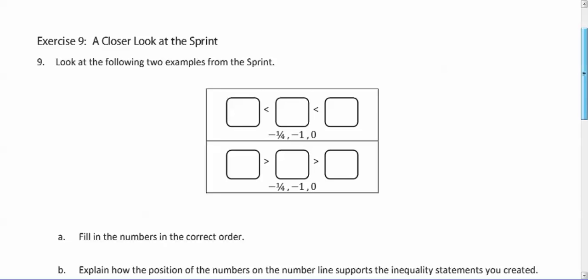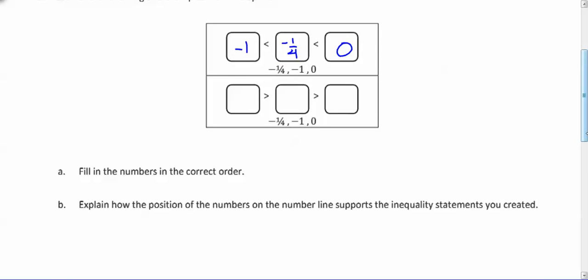Good, Xavier. So what is our lowest number here? -1. Very good. What's next, everyone? Negative 1/4. And the biggest is? 0. Very good. So now we're going in the bottom example. Something is greater than something is greater than something else, and we have those 3 numbers to plug in.